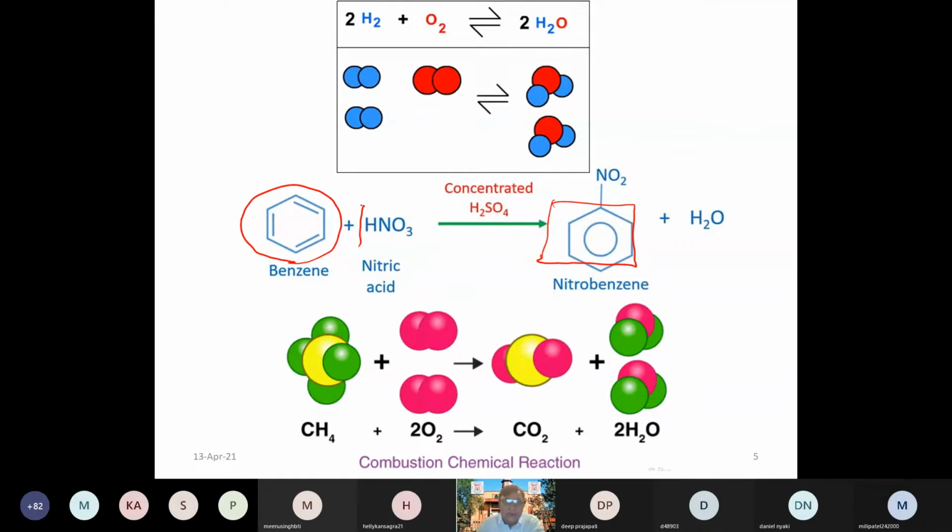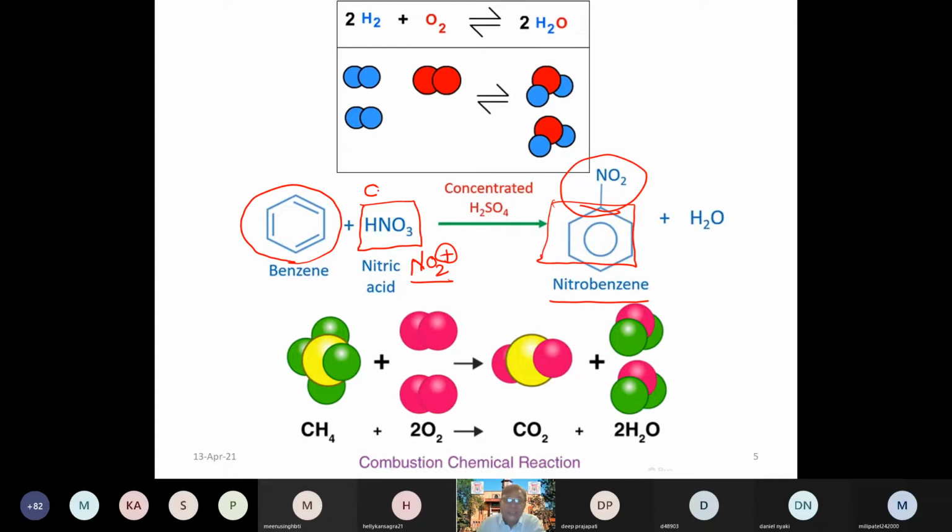Now reactant, the chemical by which the reaction will take place. Here we are having nitric acid, HNO3. From nitric acid, by reaction with sulfuric acid, we will get NO2 plus. Now this NO2 plus will attack benzene, and as a result we will get a nitro group over here. So that's why we can call this nitrobenzene and the reaction is nitration.